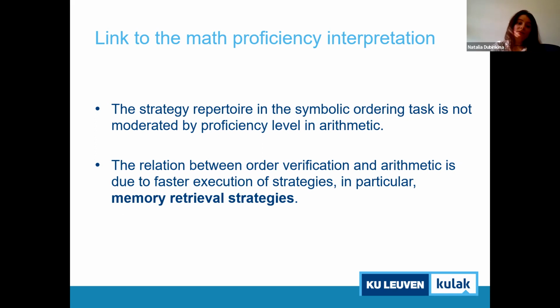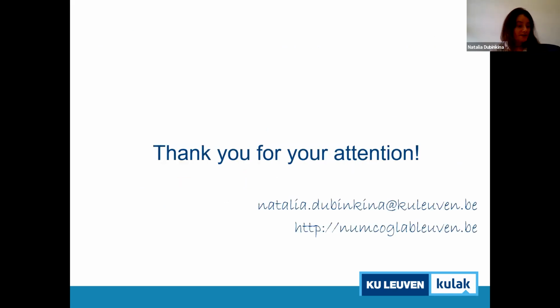but people who are better in math and not that good in math are different with respect to the speeds of the memory retrieval strategies. So higher achievers are more capable to retrieve sequences from memory, and they do it faster, even though as often as their counterparts. So this is it. If someone has questions, I would be happy to answer.